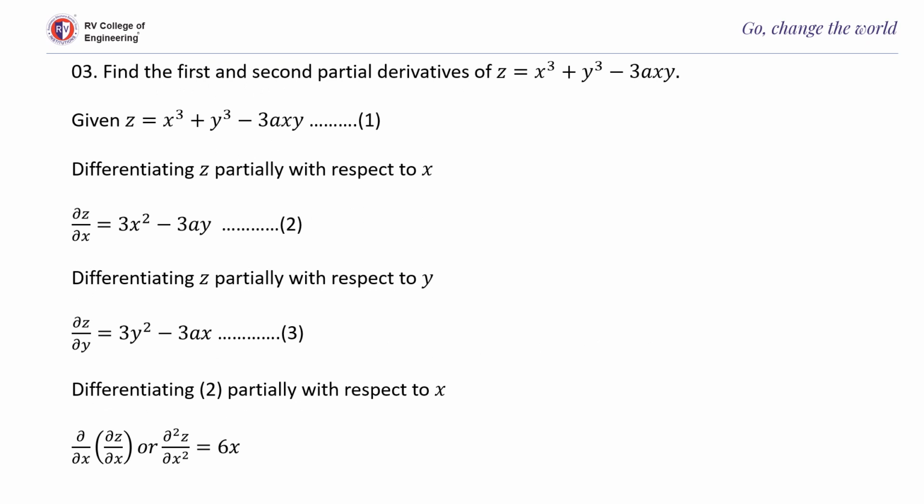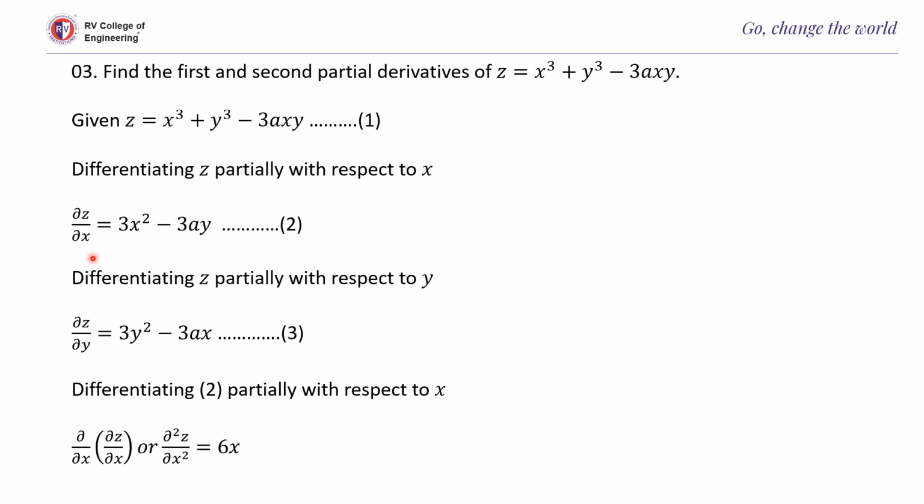Next, find the first and second order partial derivatives of z, which is equal to x³ + y³ − 3axy. You can observe here z is a function of x and y. So I get two first order partial derivatives and four second order partial derivatives. Now first of all, find the first order derivatives. For that I'll say differentiate equation 1 partially with respect to x.